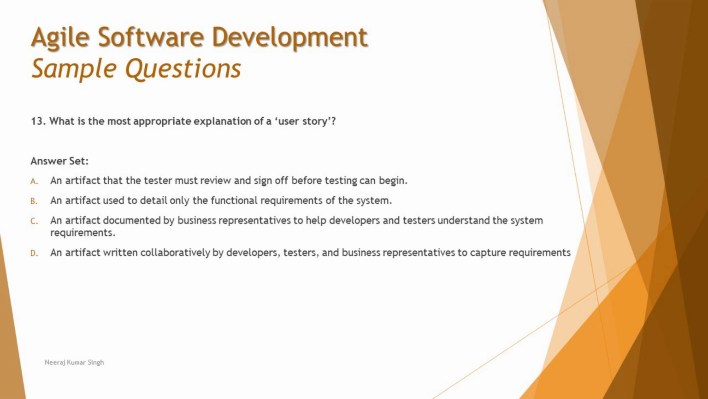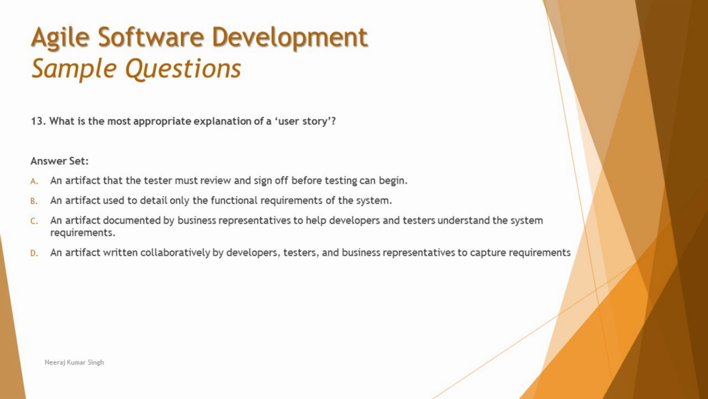That means developers, testers, business representatives, stakeholders, and anyone else should be present together while defining the user stories as per the rules. You don't have to follow your company protocols, what happens in your organization or your company. You have to stick to the syllabus. What the syllabus teaches you is what you will be asked in the examination. Well, that's why C is incorrect. Now we are left again with one last option, D, an artifact written collaboratively by developers, testers, and business representatives to capture the requirements. I think that's what we were just justifying.